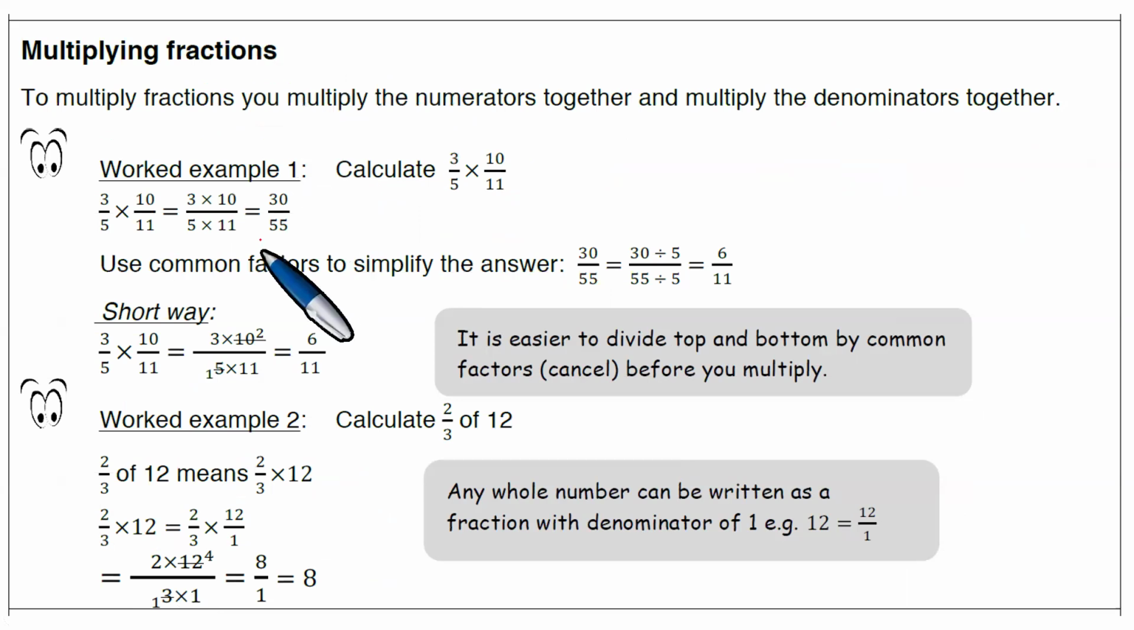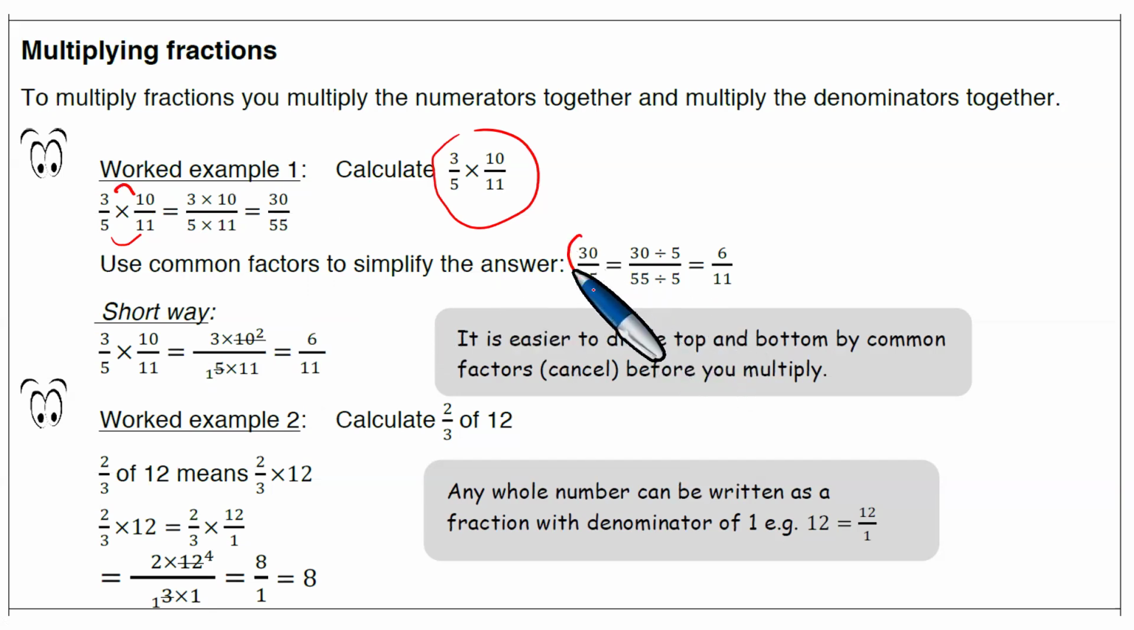Multiplying fractions. How do you multiply fractions? Like this one, 3 out of 5 multiplied by 10 out of 11. 3 times 10 is 30, and 5 times 11 is 55. So you multiply the numerators and multiply the denominators. Okay, we're good. Now look, use common factors to simplify the answer.